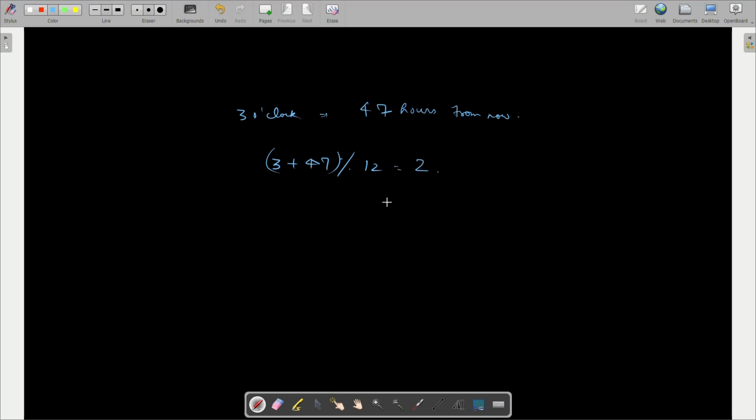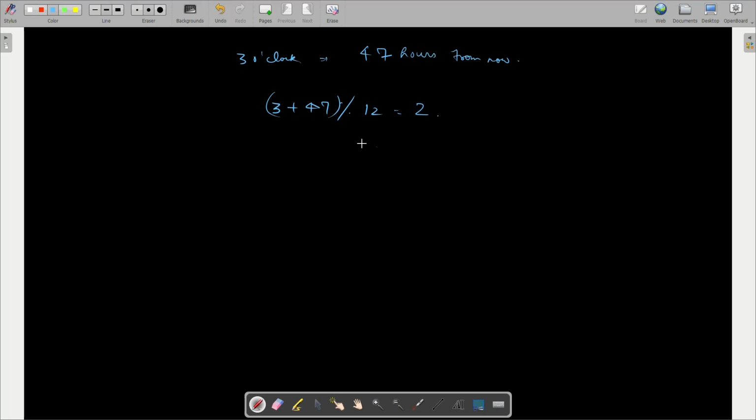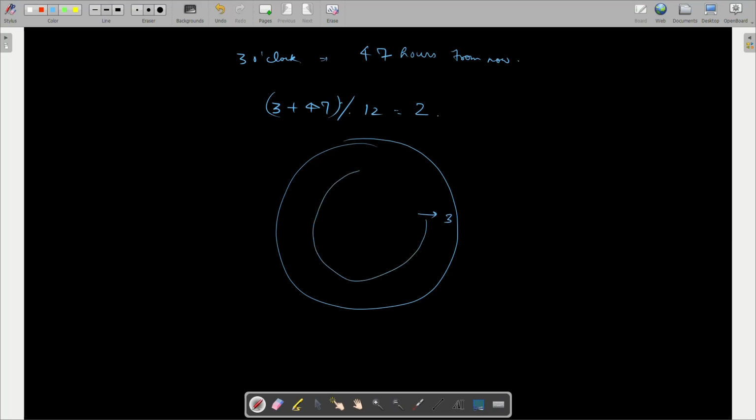How do we do it? Let me tell you. This is our clock. If I'm right now at 3, I'll have to cover this for 12 digits, because I have 12 digits over here. So I'll be covering this for 12 digits, and I want after 47 hours, so 3 plus 47, and the hours will be changing 12 times in one particular rotation. That's how I got the value 2. It will go around, and then it will stop at 2. So this is how we do it.